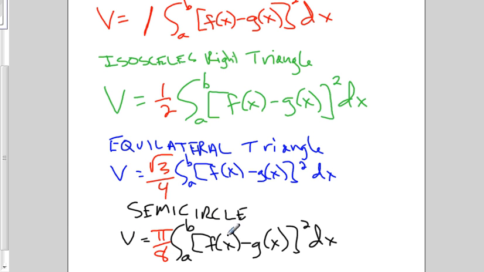Okay? But everything else, if you can just think of a square, it's going to be the outer function minus the inner function. That's going to be the length of one side. That's the f of x minus g of x, and it's side squared. And then all of these are exactly the same except for these factors.